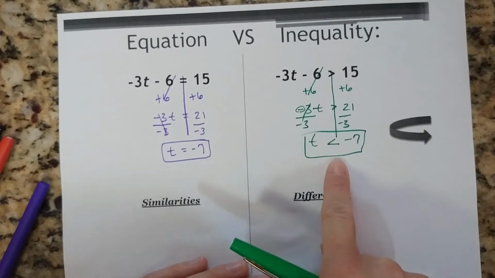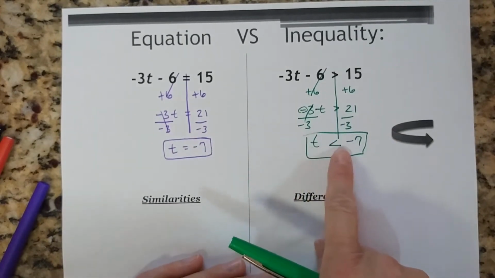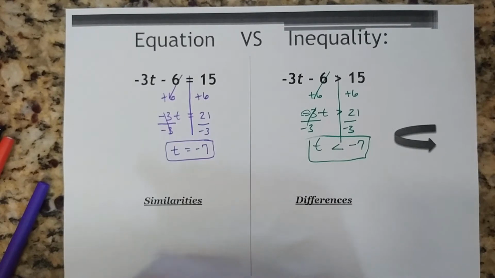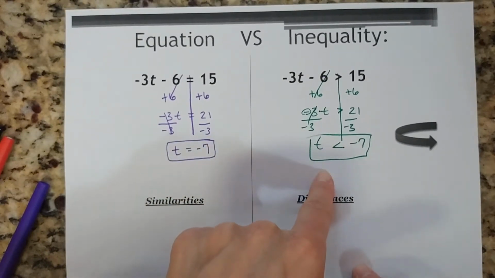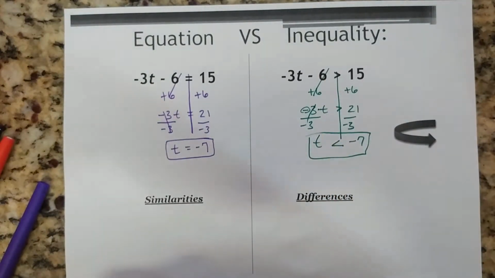So notice with an inequality, we're getting all numbers that are less than negative 7 as solutions. So here we get one solution, and here we get infinitely many solutions. Everything less than or to the left of negative 7 on the number line.